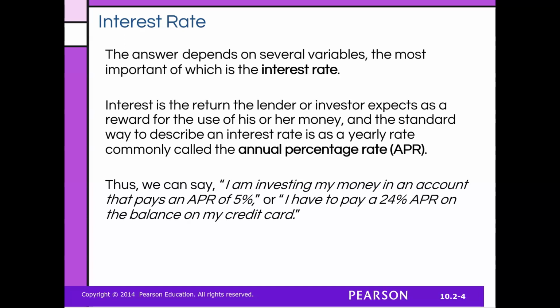The answer depends on several variables, but the most important one is the interest rate. Interest is the return the lender or investor expects as a reward for the use of his or her money, and the standard way to describe an interest rate is a yearly rate, commonly known as APR. Thus, we can say, I'm investing my money in an account that pays an APR of 5%, or I have to pay a 24% APR on the balance of my credit card. Later, we'll talk about that. That's a very high APR.